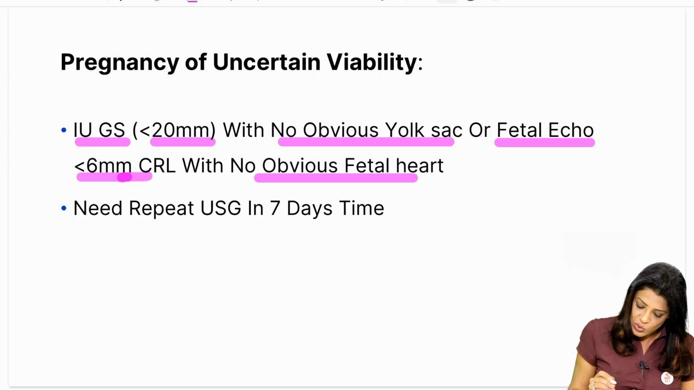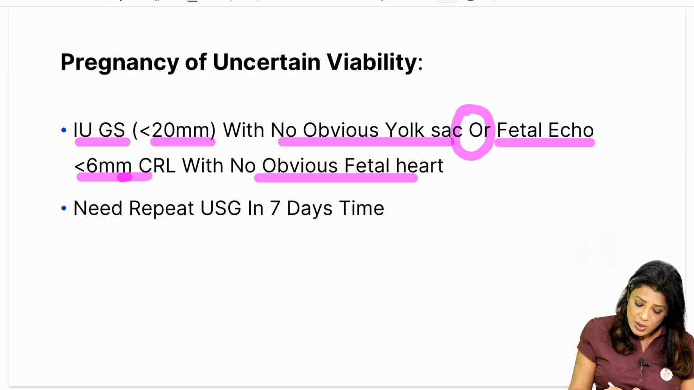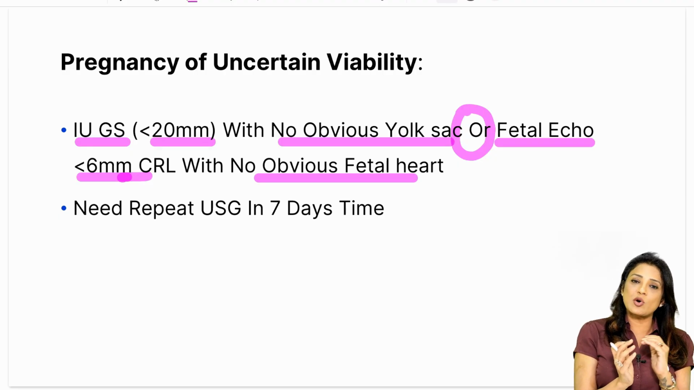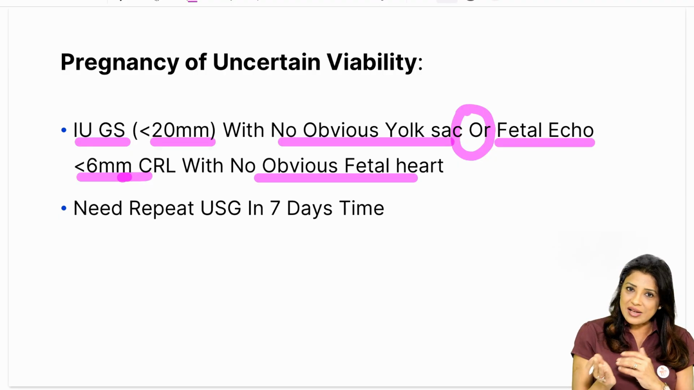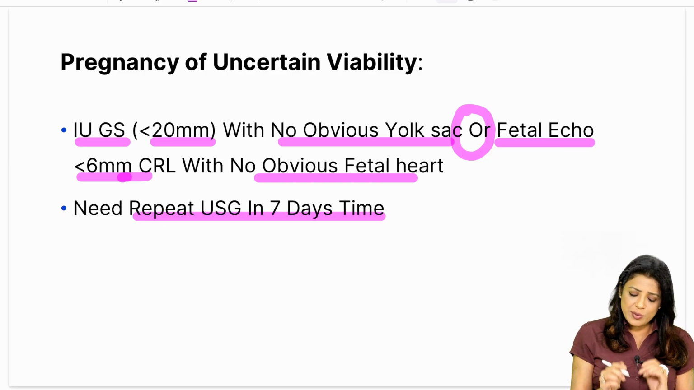So you can have combinations of these. A sac of less than 20 millimeter with no obvious yolk sac, or there is a yolk sac, there is a fetal echo less than 6 millimeter with no fetal heart rate. So it does not match with the parameters. Normally at 6 millimeter there should be a fetal heartbeat, right? Repeat ultrasound can be done at 7 days time. So you have to be very careful.